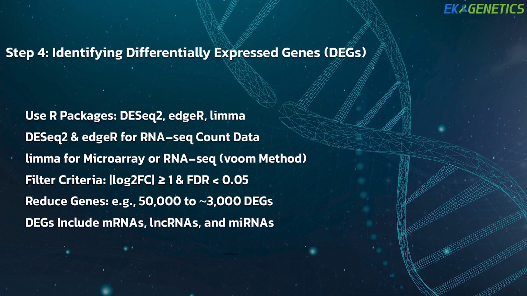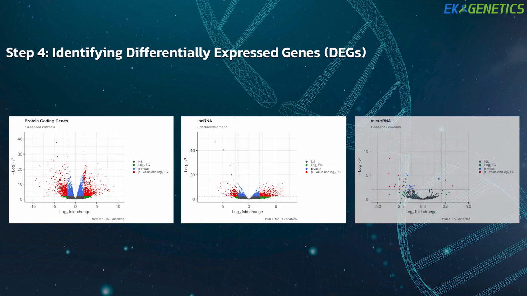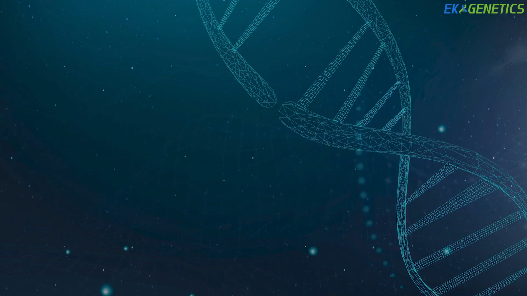You'll filter your genes based on statistical criteria. For example, log2 fold change greater than 1, adjusted p-value FDR less than 0.05. This step significantly reduces your data. For example, you might start with 50,000 genes, but after filtering, you could end up with only 3,000 significantly differentially expressed genes. These DE mRNAs, lncRNAs, and miRNAs are the key players for your ceRNA network.